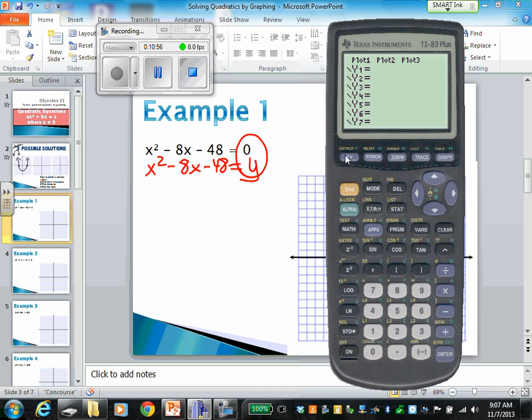And we're going to go to y equals. We're going to put in x, and then you're going to use the square button down here. Okay? Minus, get you a calculator from in the back. Minus 8x, right here. Okay, x squared minus 8x minus 48. Okay?